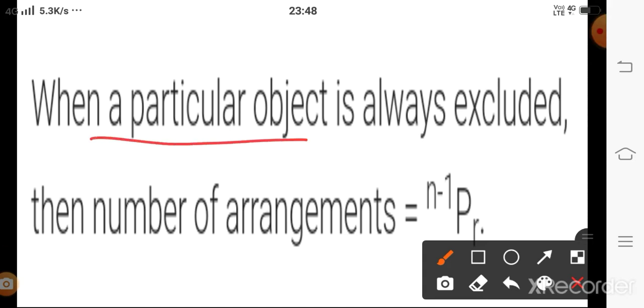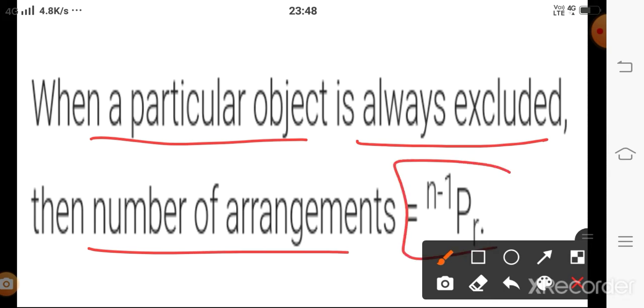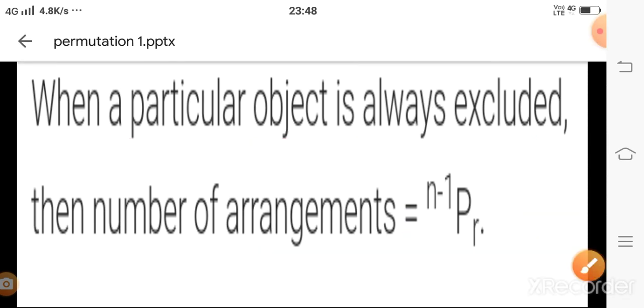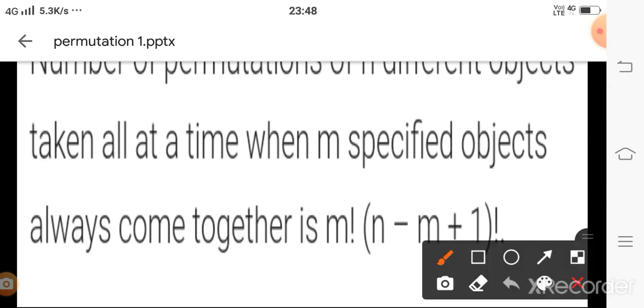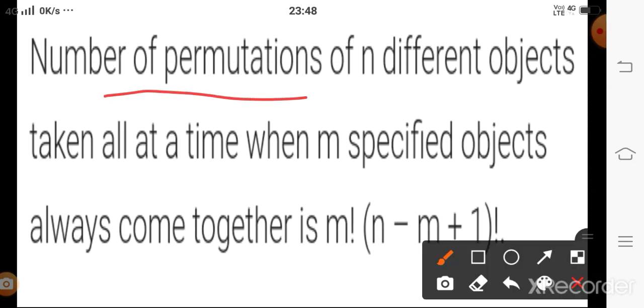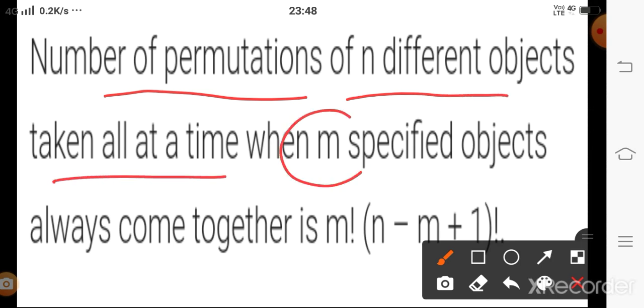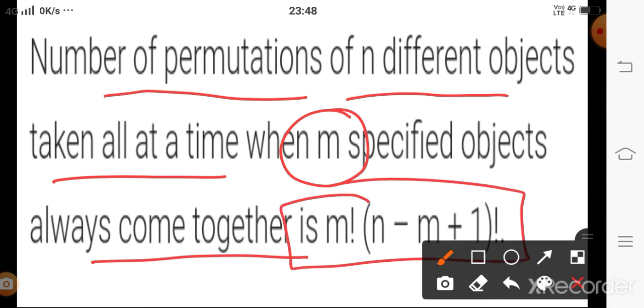When a particular object is always excluded, then the number of arrangements we are getting is n minus 1 P r. The number of permutations of n different objects taken all at a time when m specified objects always come together is m factorial into n minus m plus 1 factorial.